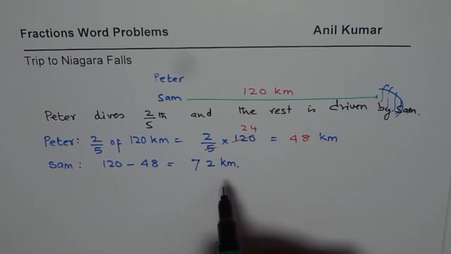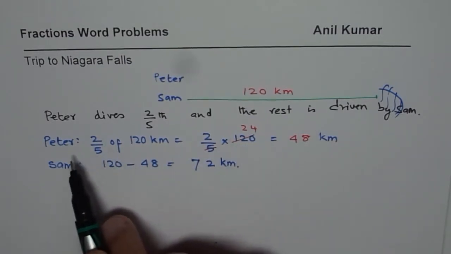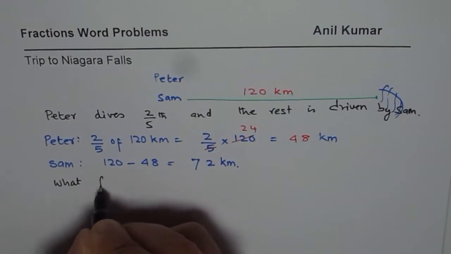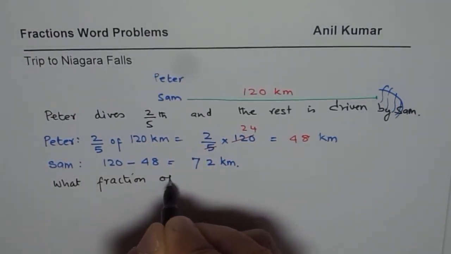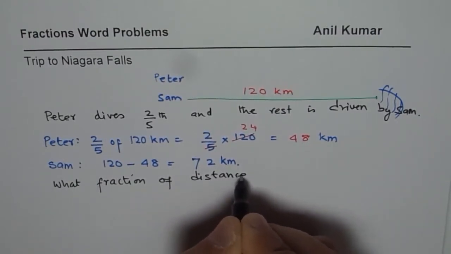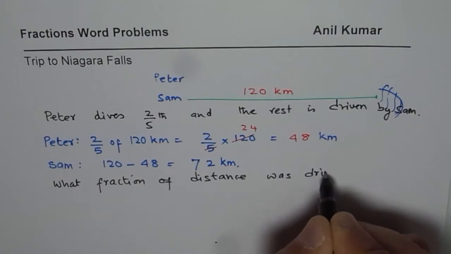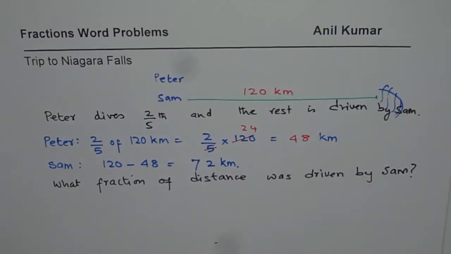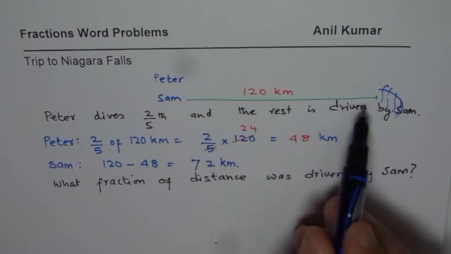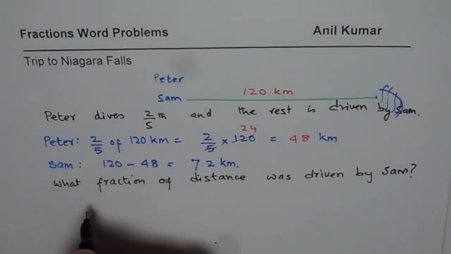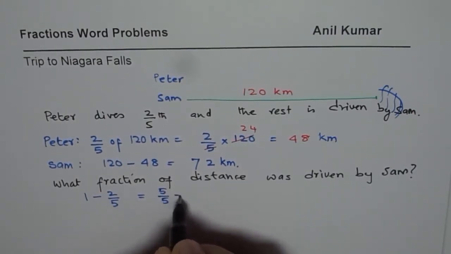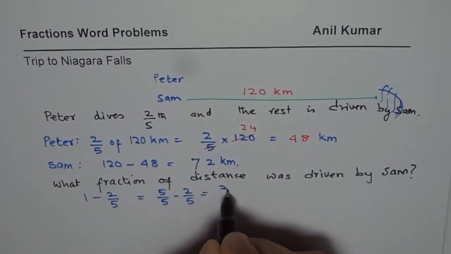Now the question is, what fraction of the distance was driven by Sam? So let me ask you the second question here: what fraction of distance was driven by Sam? So can you answer this question now? Well, there are two ways to answer this. Since we know the whole distance is 1, and Peter drove 2/5 of it, we can say 1 minus 2 over 5 is what Sam drove. We can take a common denominator, that means 5 over 5 minus 2 over 5, and that gives us 3 over 5.